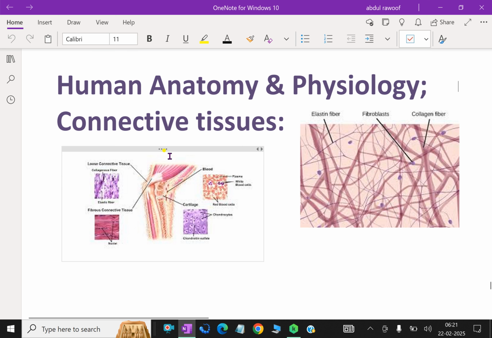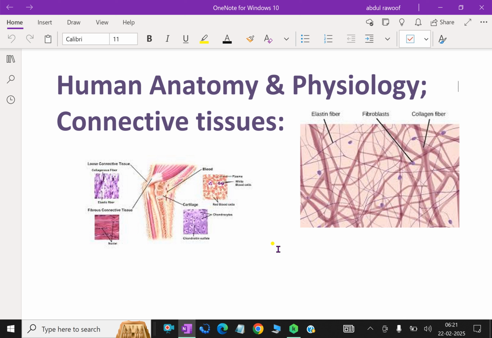In that, we will discuss connective tissues. Connective tissue is the most abundant tissue in the body. The connective tissue cells are more widely separated from each other than in epithelial type tissues, and intercellular substance, that is matrix, is present in considerably larger amounts.